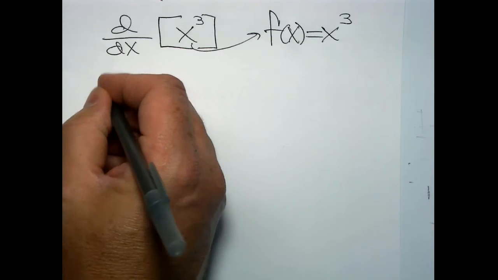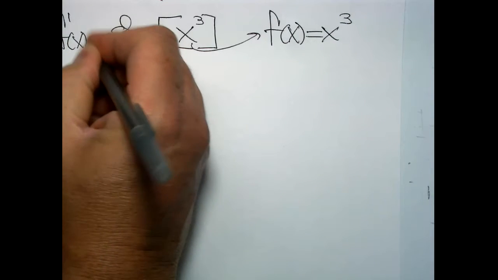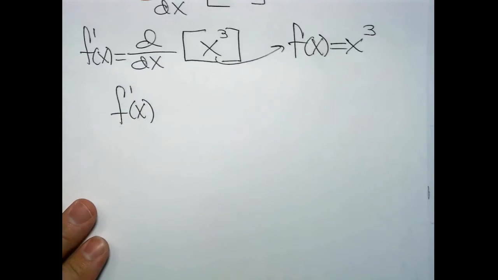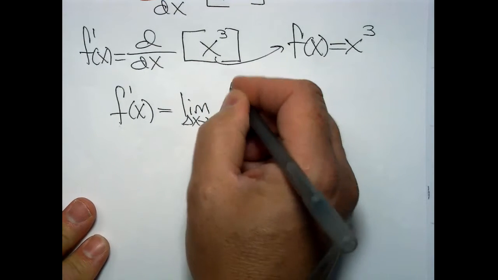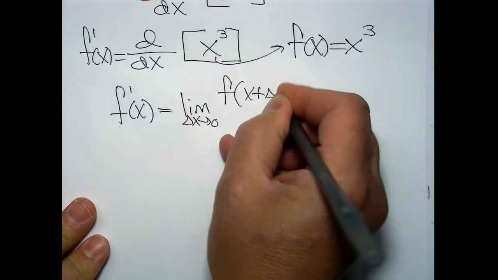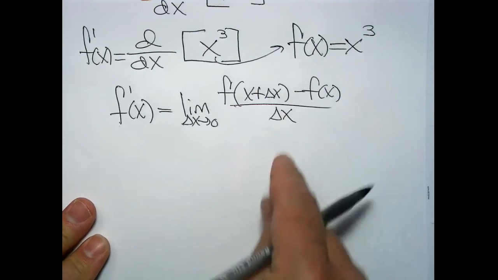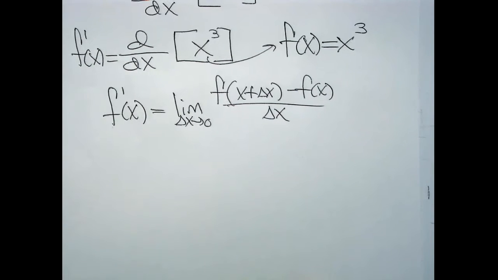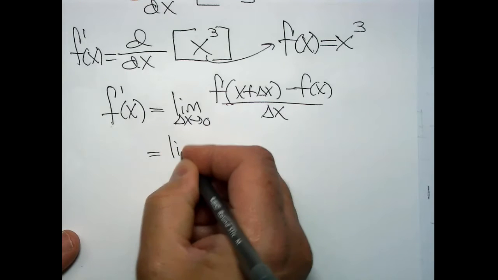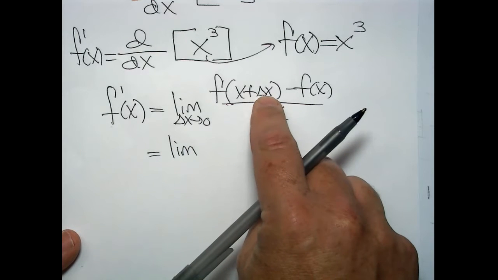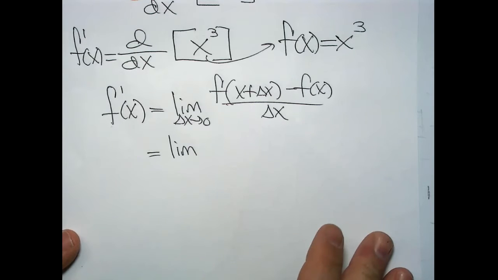So f prime, which is what we're discovering, we could say that right here if we wanted to, f prime is equal to the limit as delta x approaches 0 of f of x plus delta x minus f of x, all over delta x. That particular rule never changes. We can use that over and over again. Okay, we got some work to do here. Remember, never set delta x equal to 0, because you'll get 0 over 0 right away, and that's indeterminate.